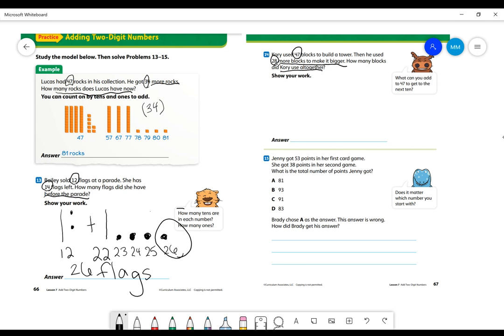So 47, and I'm going to show you two ways, actually. We know we're adding 47 plus 28. There's one way to show it. Another way to show it is to split our numbers into tens and ones. So in 47, I have 4 tens, which is the same as 10, 20, 30, 40. And I have 7 ones.